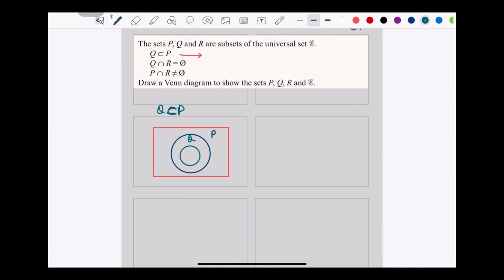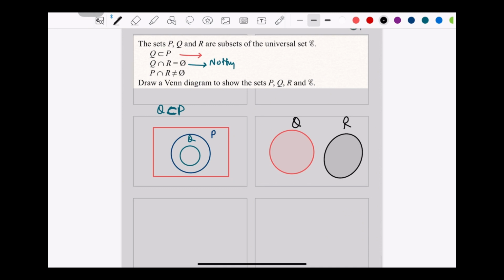Q intersection R. So there's another thing. Q intersection R is a null set. Nothing means there's nothing common between them. So how would you draw them? Let's say this is set Q and this is set R. This is Q and this is R. Nothing in common, nothing is being shared.